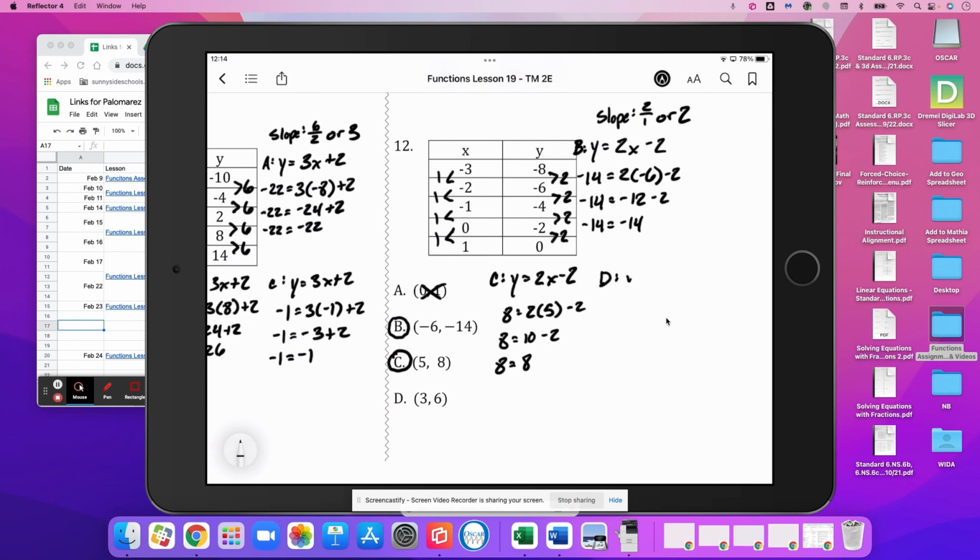Lastly, D, we've got y equals 2x minus 2. So 6 is equal to 2 times 3 minus 2. And this one is not going to work, I don't think. So 6 equals 6 minus 2. Nope, 6 is not equal to 4. So D does not satisfy the function.